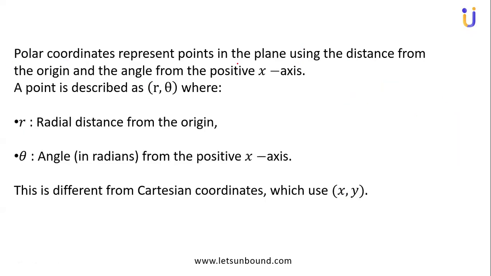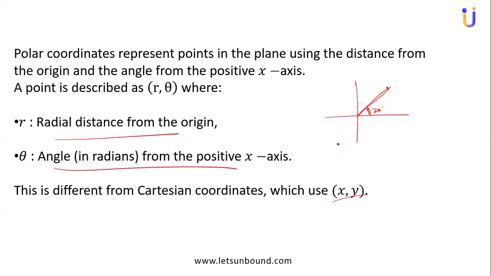Polar coordinates represent points in the plane using distance from the origin and the angle. For example, how I will mention a particular point: this is 5 meters and it's making 20 degrees. So this is how I will refer to a point in polar form: radial distance and angle. This is different from Cartesian coordinates, where we use x comma y. But here, it will be radial distance and the angle. An angle is always measured from the positive x-axis. So when you want to locate a point here, like 10 units, you have to mention this angle. Got it?